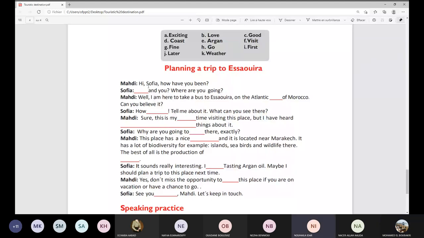Fine. And you, where are you going? So we got, hi, Sophia. How have you been? Fine. And you, where are you going? That's the correct answer. The coming one. So let me type it. The first one is, okay, let me type it to you. Fine and you, okay? So the correct answer is fine. Of course, number one. Let me number them. Fine. Okay, good.